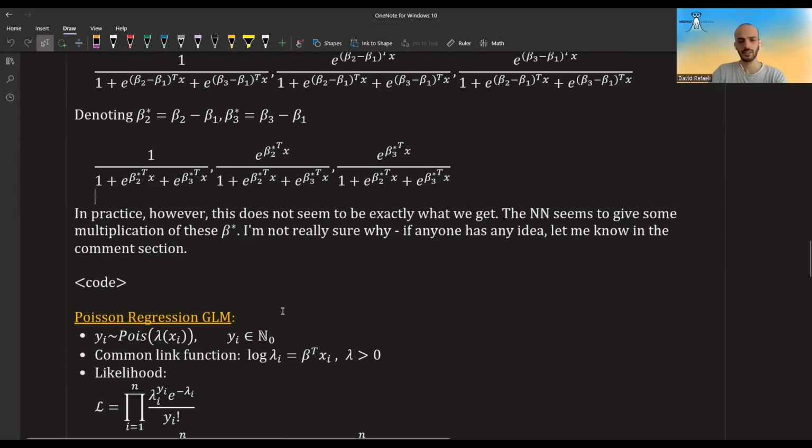But as I will show you in the code, this is not exactly what we get. To me, it seems that we are getting some multiplication of these beta stars. I'm not really sure why. If anyone has any idea, let me know in the comment section. So let's switch to the code, and I'll show you how to code this.